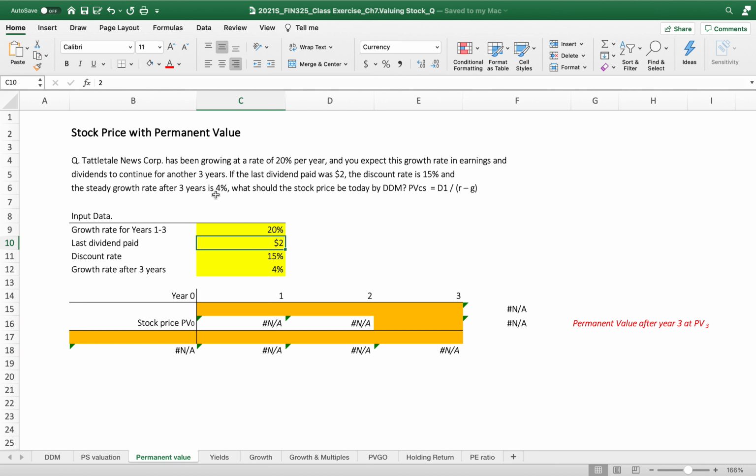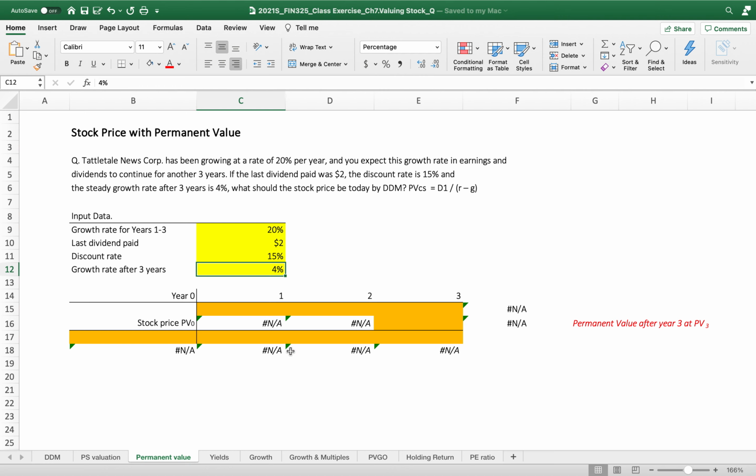3 is 4%, because even though the company has been growing a lot, in a long-term view, usually the growth rate of this industry is merged into the inflation or the GDP growth rate of the country. So we apply a lower growth rate of 4%, but forever. What should the stock price be today by the DDM model?